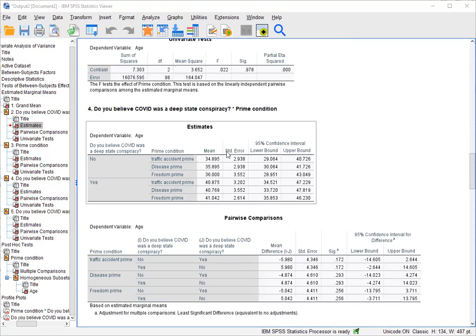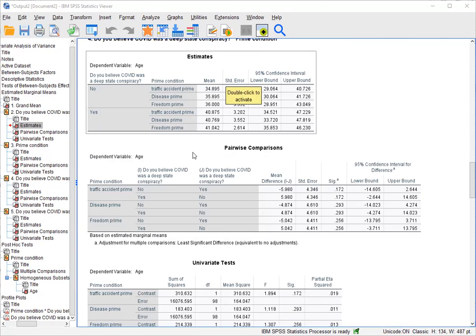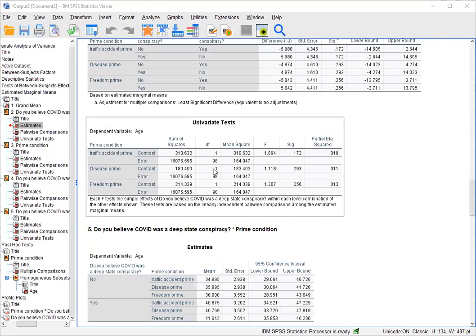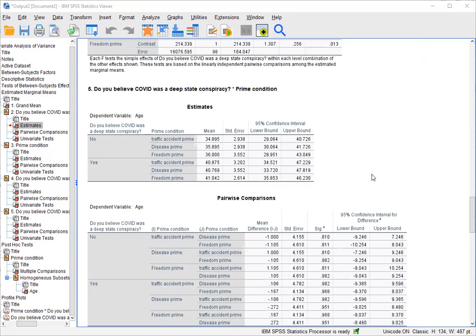Here we have the estimated marginal means for each, and here we have more pairwise comparisons, a lot of stuff we really didn't need here. And finally, let's keep scrolling down.